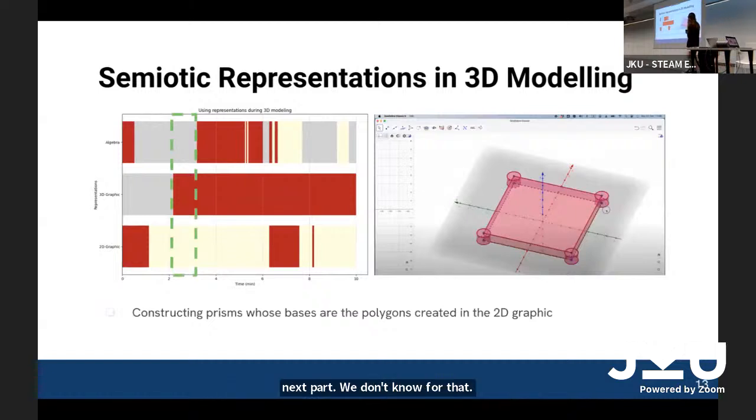And then he continued with the 3D geometric part, not 2D, to construct some prisms by using the polygons and the circles. He created this rectangular prism by using the rectangular polygon and the cylinders based on the circles he created before.